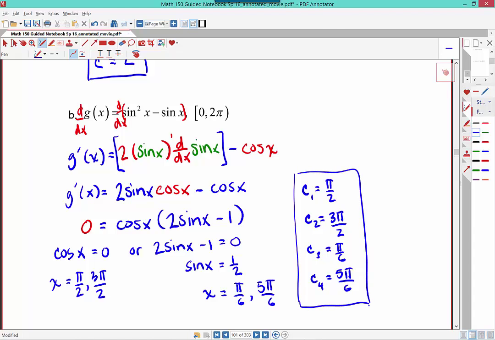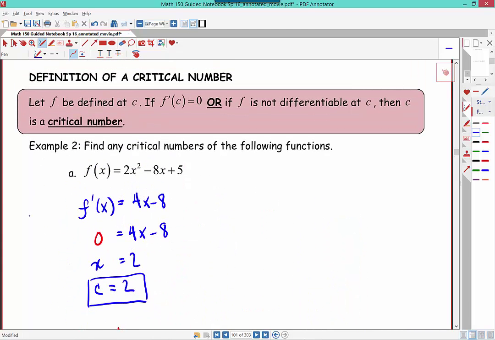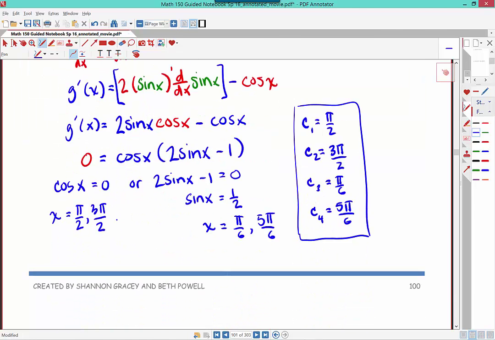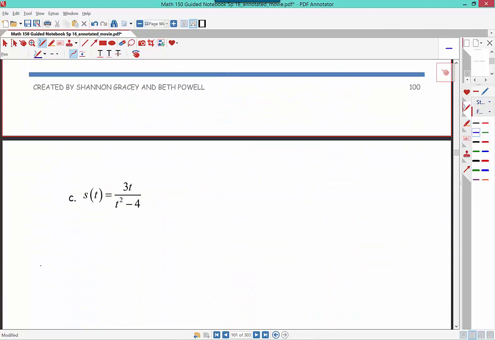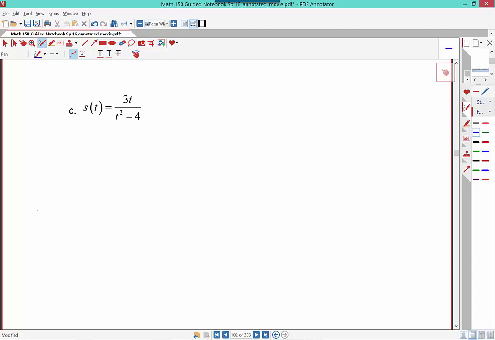Good so far? Awesome. So in summary, when you find the zeros of the derivative, you have found the critical numbers. Keep in mind, we did not come across this second case where f is not differentiable at c yet. Okay? So just keep that in mind. You always have to be thinking about that as well. Okay, so let's take a look at part C.